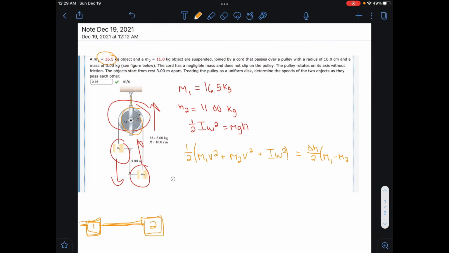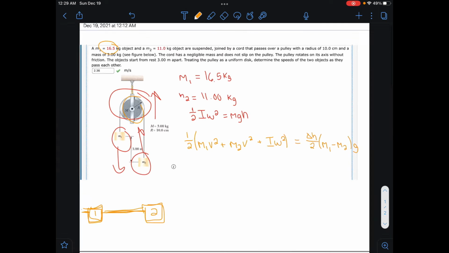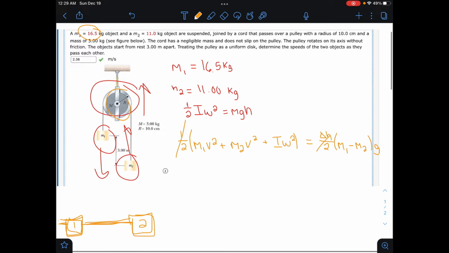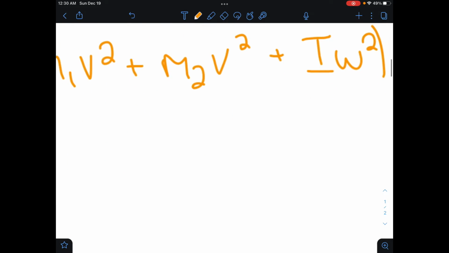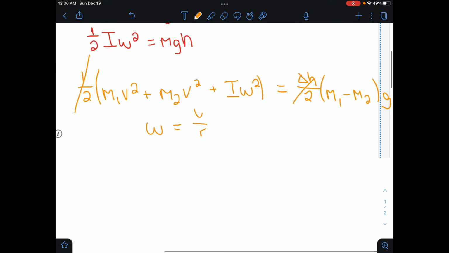Okay, did I finish writing that? No. Times gravity. Okay. Boom, bang. Just the 2 over there, not the change in height. Okay, we're still done with substitution though. What's the omega? I don't remember what it is. That's equal to velocity over radius, because this is angular velocity, and we're trying to convert to linear.